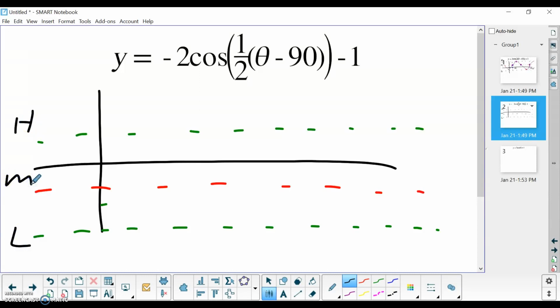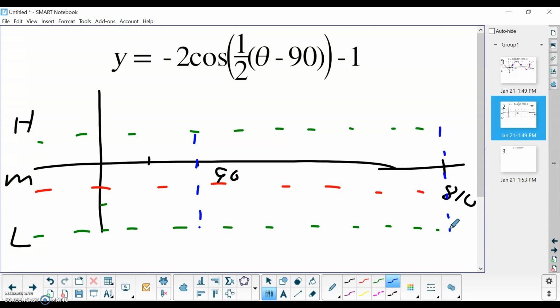Next thing I've got is the minus 90, which is going to move my graph to the right 90 degrees. So let's just say that's 90 right there. And then the last thing is the 1/2, which is going to change my period to 720 degrees, which will make it go from 90 degrees out to 810, somewhere way out here. So again, just 720 plus 90 will get you way out there.